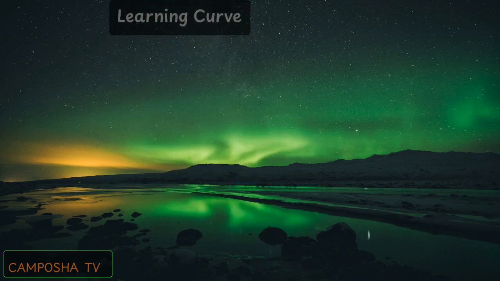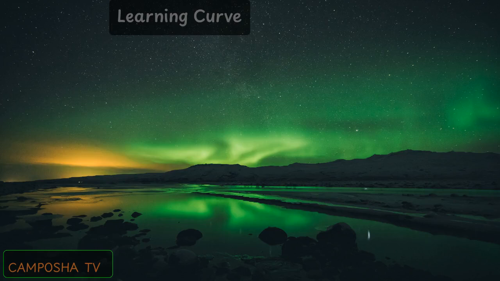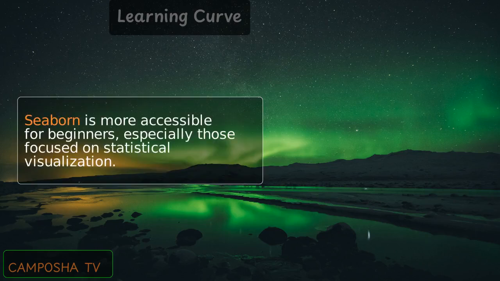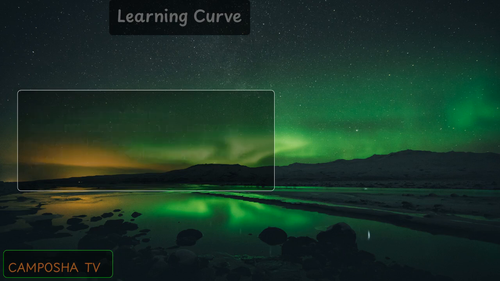Learning curve. Matplotlib has a steeper learning curve due to its comprehensive, lower-level API. Seaborn is more accessible for beginners, especially those focused on statistical visualization. Plotly has a moderate learning curve, with its Express API being easier to learn than its more powerful Graph Objects API.